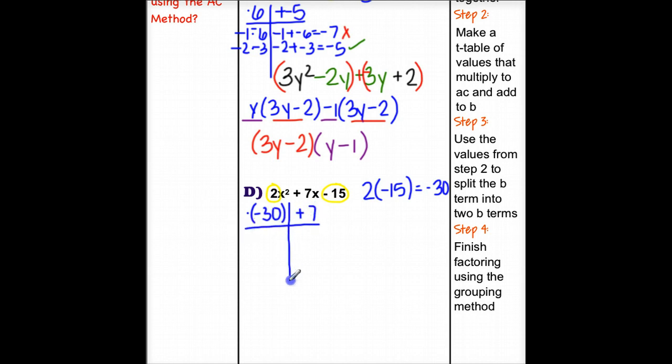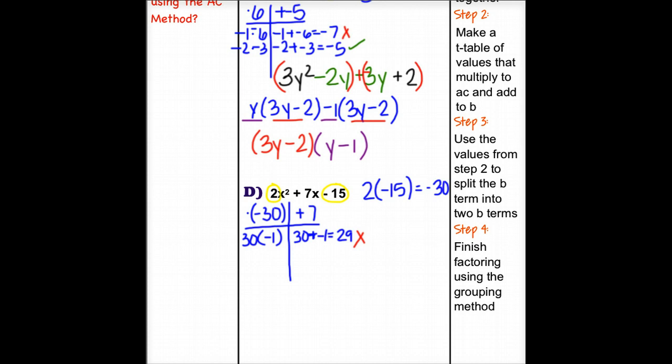Well, to multiply to a negative number, one term must be negative and one must be positive. But to add to a positive, we know that the bigger number has to be positive. So let's start with 30 times negative 1. And when I take 30 plus negative 1, I get 29. And I know that doesn't work. So cross that off and move on to the next one.